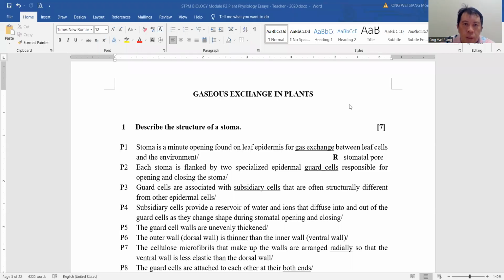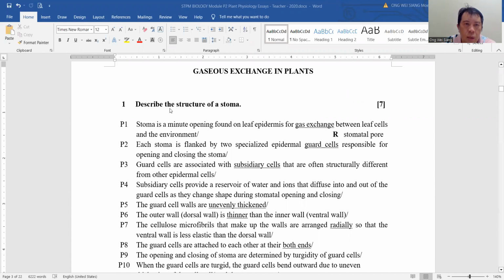Good day, everyone. Today, we would like to discuss plant physiology. So first, we talk about gaseous exchange in plants. The first question is: describe the structure of a stoma.